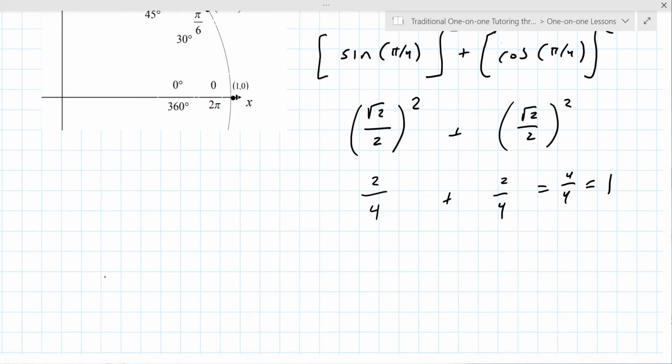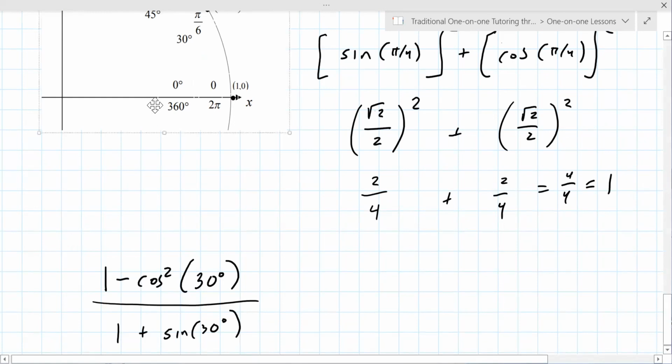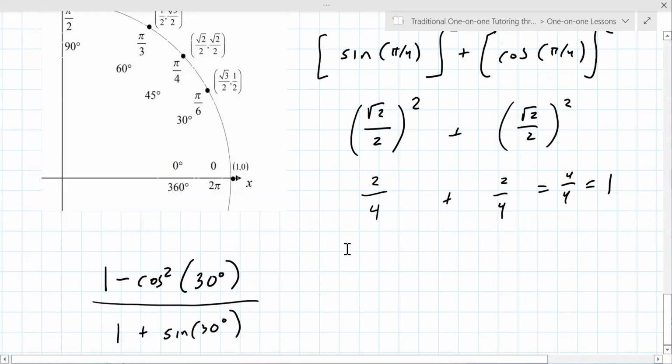Okay, let's try another one here. Let's go 1 minus cosine squared 30 degrees, over 1 plus sine 30 degrees. And let me actually just move this down so you can see that part of the first quadrant.